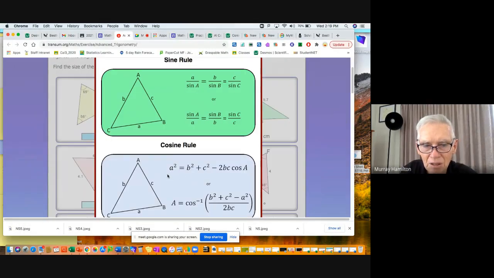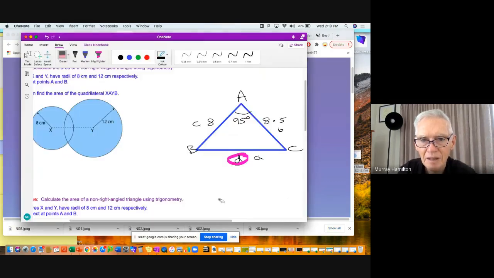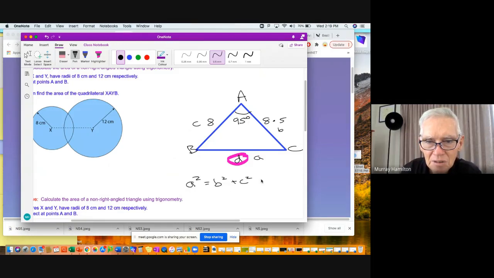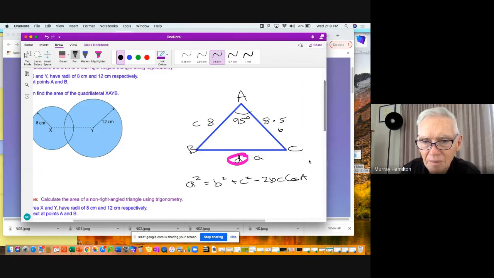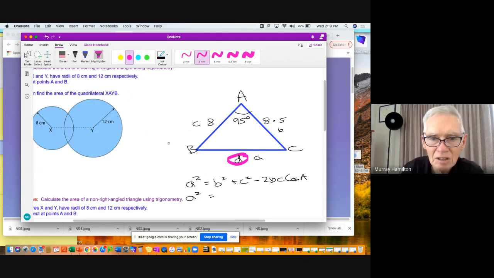The cosine formula is A squared equals B squared plus C squared. So I'm going to write it out on my OneNote, on my pad there. So I get A squared equals B squared plus C squared minus 2BC cos A. I'll just extend this a little bit. Right, now, what I'm finding needs to go on the left-hand side.